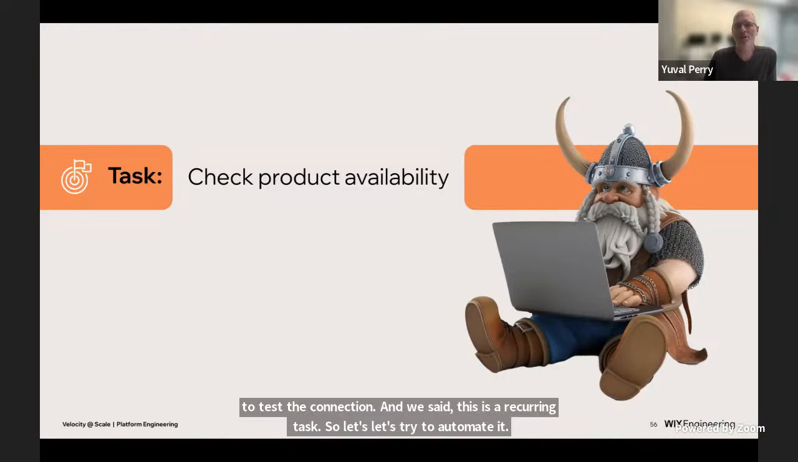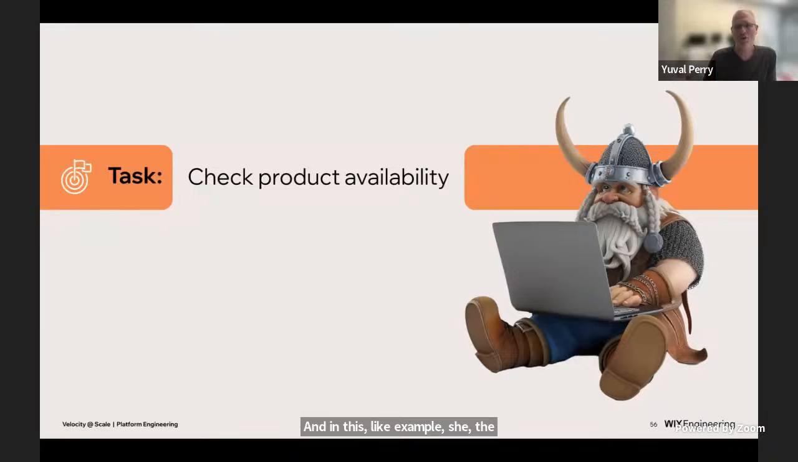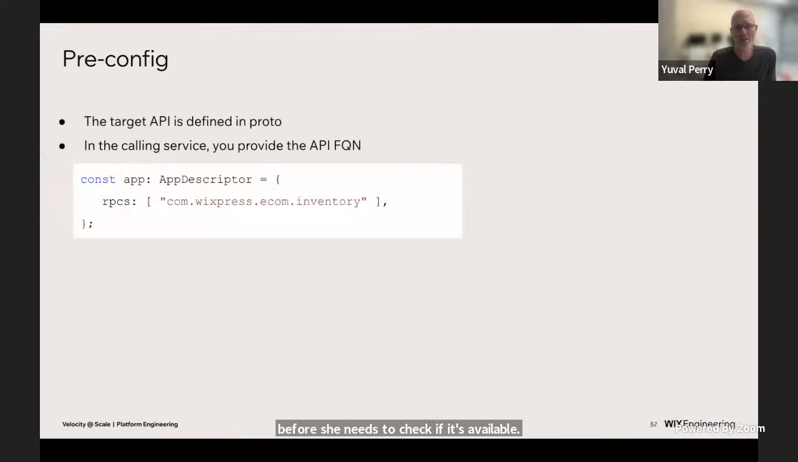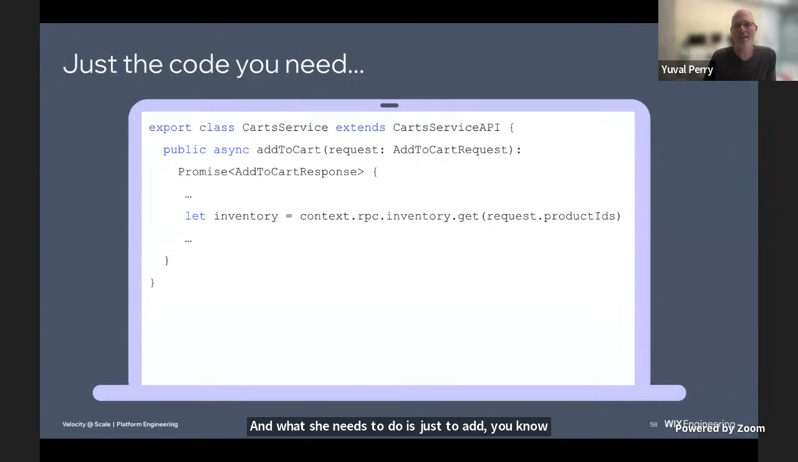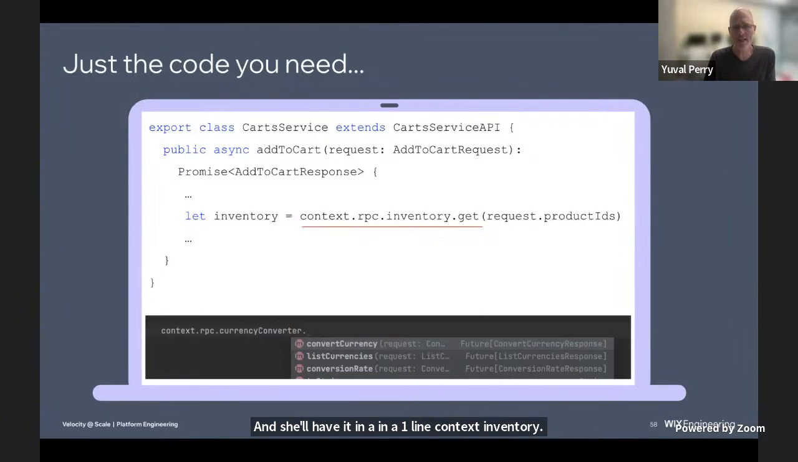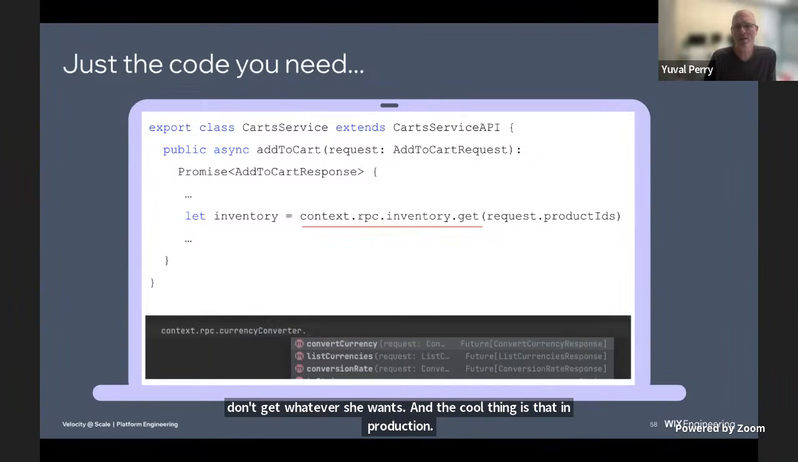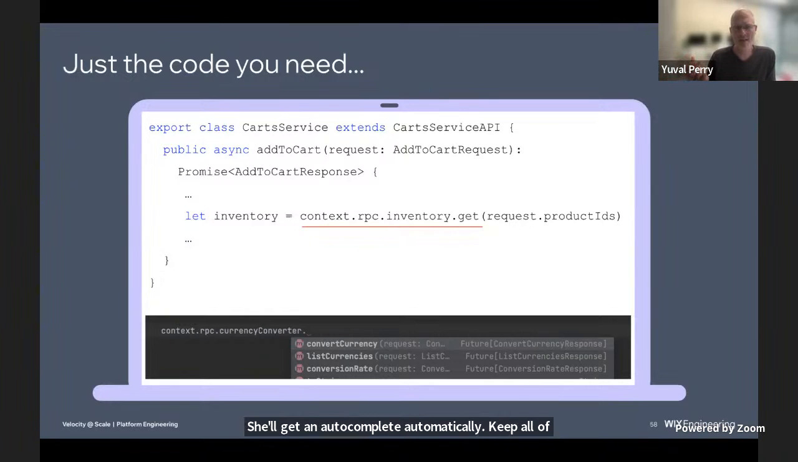And in this example, before Dana adds the item to cart, she needs to check if it's available. Obviously, inventory is in another domain, and what she needs to do is just add the address of the other service, and she'll have it in a one-line context, .inventory, .get, whatever she wants. And the cool thing is that while she codes, she gets autocomplete automatically, because we keep all of the protofiles in a cache server, because we want her to have the experience of calling a method after you added a reference library.